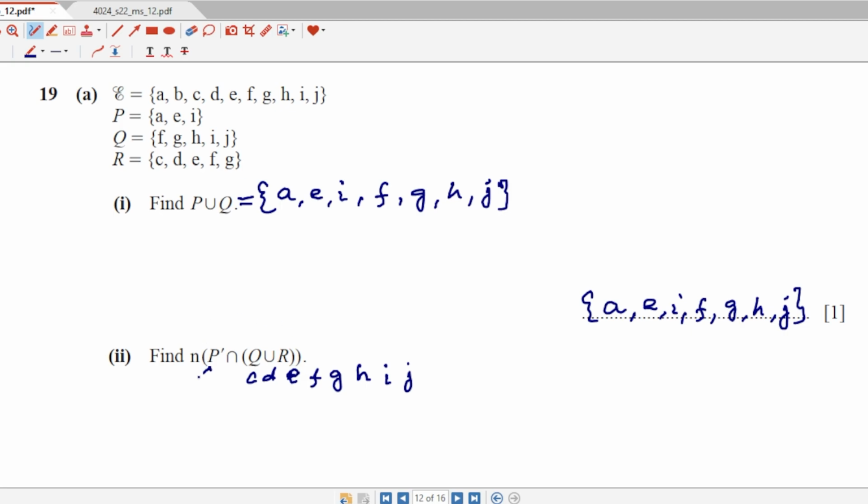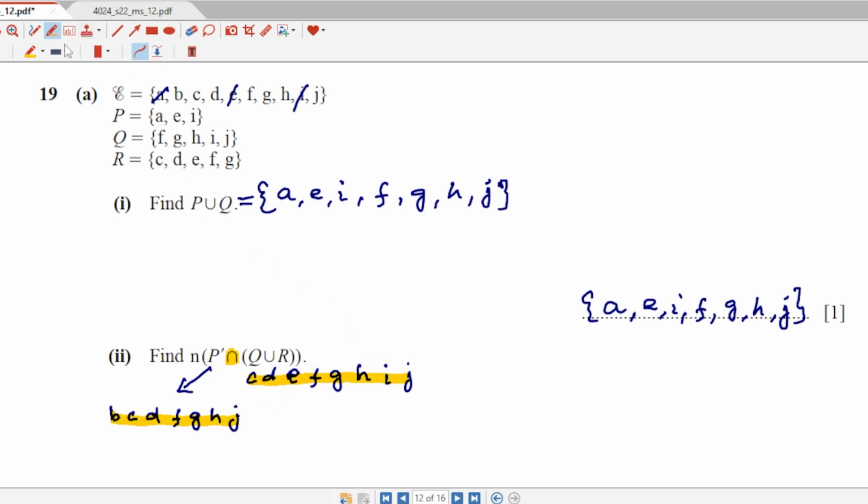So the number of elements in P complement: P complement means everything in universal except P, which are not in P. If we remove the elements in universal which are also in P, A, E and I are removed from universal, the remaining are B, C, D, F, G, H, and J.